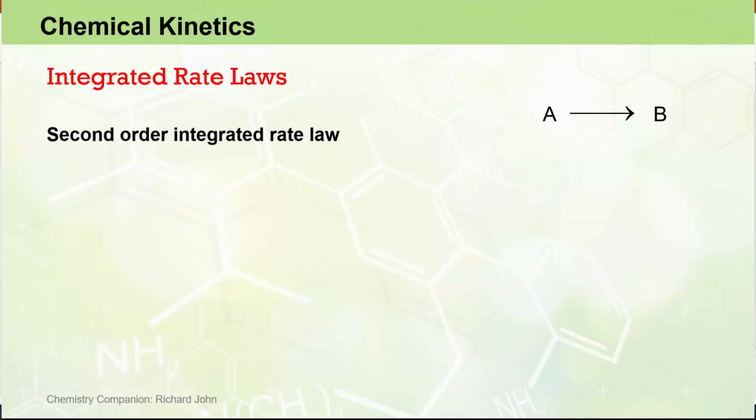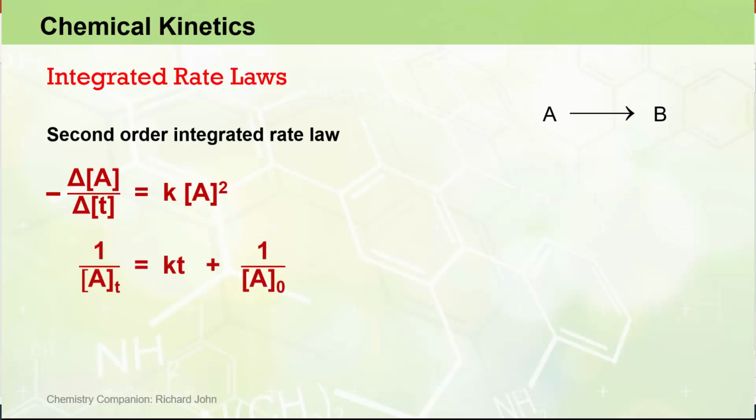For a second order reaction, the rate of reaction is proportional to the concentration of the reactant squared, and so the right hand side of this equation becomes k times the concentration of A squared. Again, we can rearrange this equation and do a little calculus involving integration to achieve this relationship here, which is known as the second order integrated rate law equation.